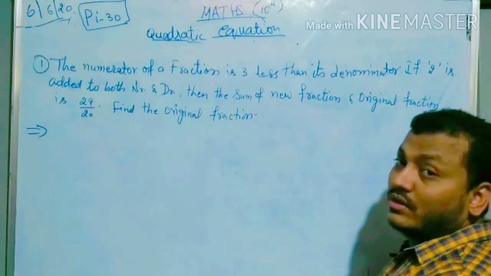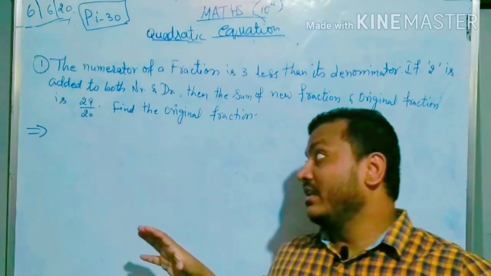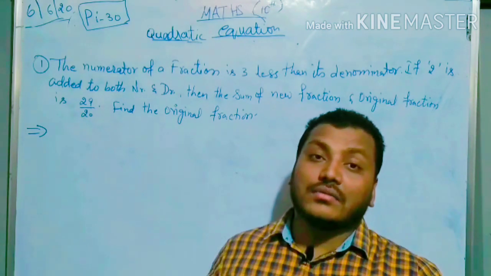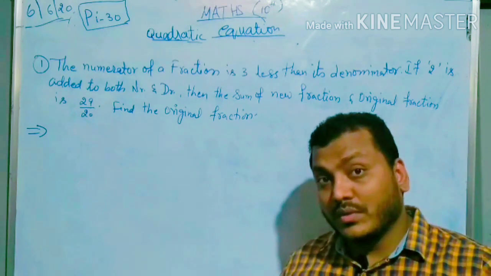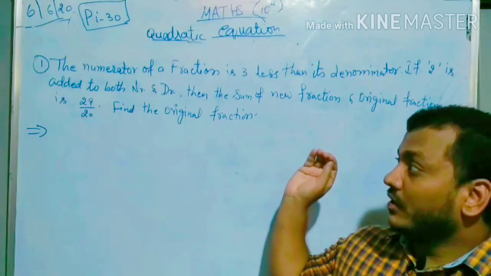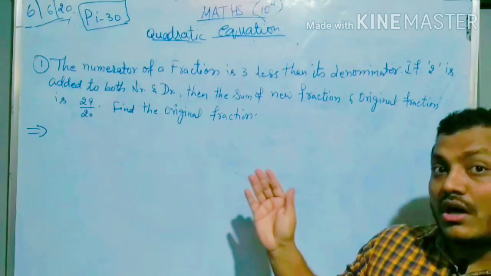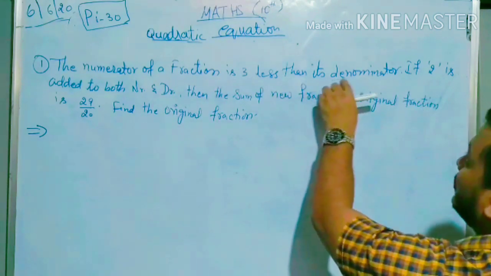So first try to understand how to read the question, because this is statement. They have not, neither they have given any values, the x or y term, none of the terms they have given. So now you have to find the terms, you have to find the quadratic equation, then you have to find the solution. So first you learn to read this statement type of question, how to read. The numerator of a fraction number is 3 less than its denominator.